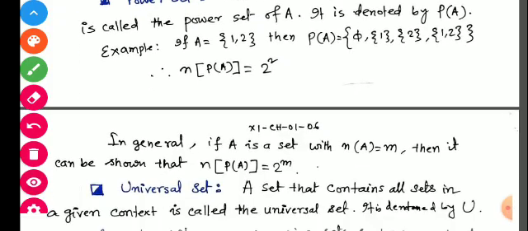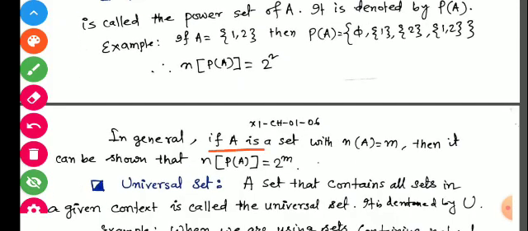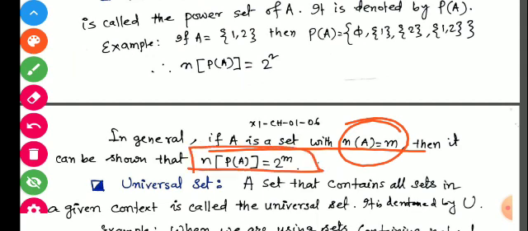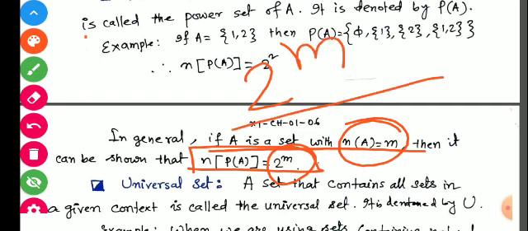And in general, if there are m elements, then the order of the power set will be 2 to the power m, if n of A equals m.